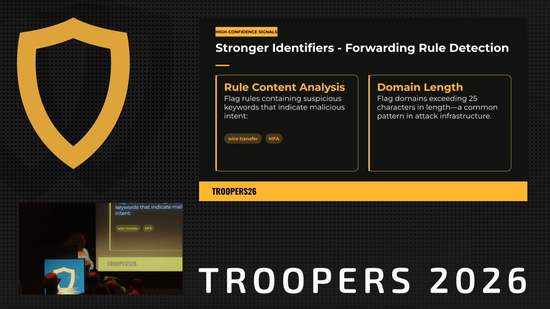Okay, once we understand what normal looks like, we can start layering in stronger identifiers. And these aren't signatures on their own, they're confidence boosters. One example is rule content. We'll look at what the forwarding rule is actually trying to capture. Keywords like password, bank, invoice, wire transfer are strong indicators of malicious intent in the context of forwarding rules. Another signal is domain length. Very long domains, often over 25 characters, are a common pattern that we see in attacker infrastructure. Legitimate domains tend to be shorter and more recognizable.